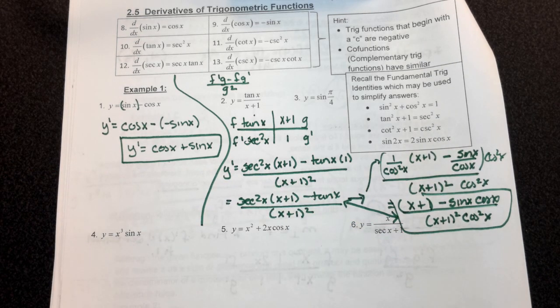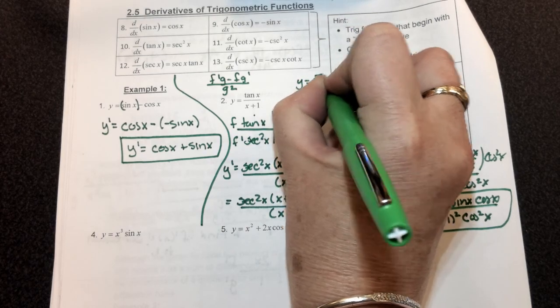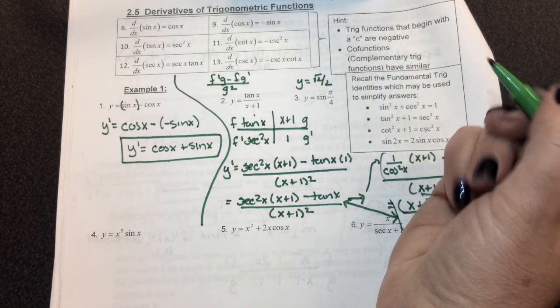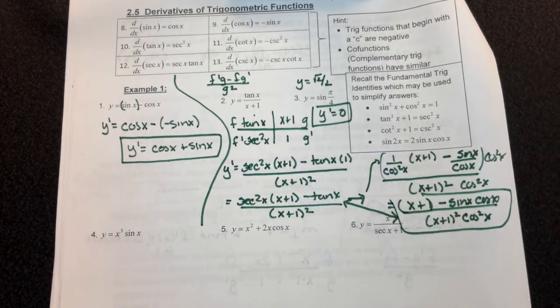Take a look at 3, sine of pi over 4. What rule am I going to have to use on this one? Well, what is the sine of pi over 4? Square root of 2 over 2. So square root of 2 over 2 is just a constant. And the derivative of any constant is 0. So the answer to number 3 is just 0. Let's take a look at number 4.